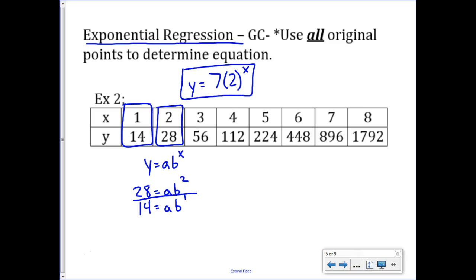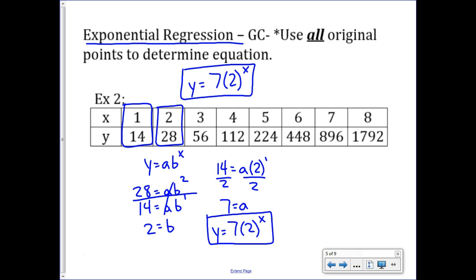And I'm going to divide these. So 28 divided by 14 is 2. A divided by a cancels. B squared divided by b to the first is b. So I get 2 equals b. And then I need to plug that back in. So I'm going to use 14 equals a times 2 to the first. So 2 to the first is 2. I'm going to divide by 2. 7 equals a. So then y equals 7 times 2 to the x power. We got the same thing using exponential regression and with those points.